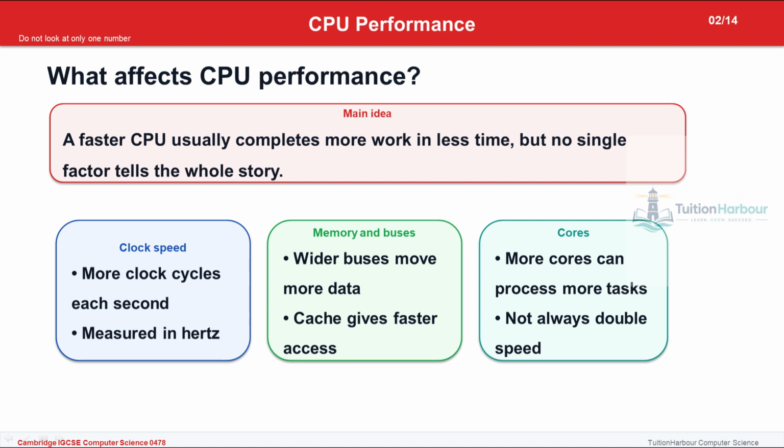CPU performance. CPU performance is not controlled by one factor alone. A faster clock can help, but bus width, cache size, and the number of cores also matter. The overall speed depends on how these factors work together.